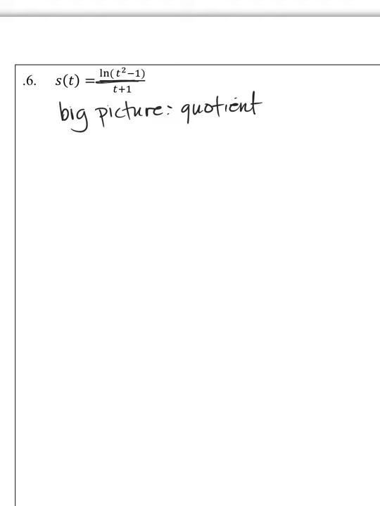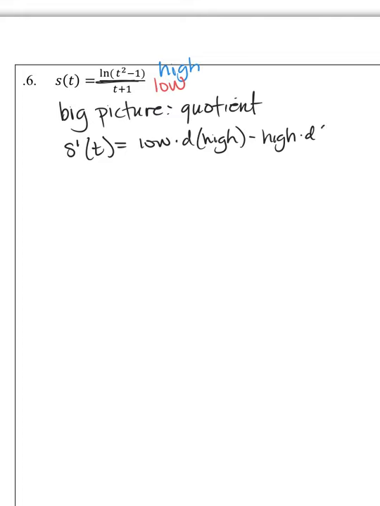What do we need then? We have the high function and we have the low function. So if we remember what that is, the derivative is going to be low d high minus high d low, all over low squared. So what do we need? We need to identify the high, its derivative, the low, its derivative, and go from there. And if you notice, we're going to have a natural log derivative rule to use as well.